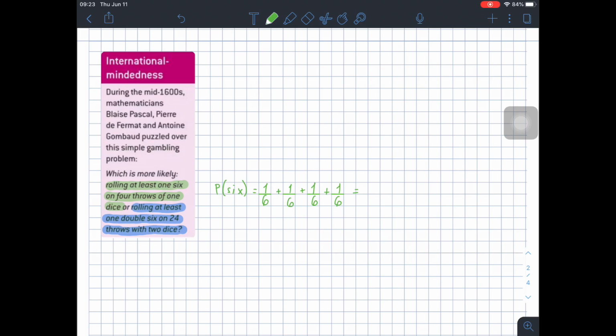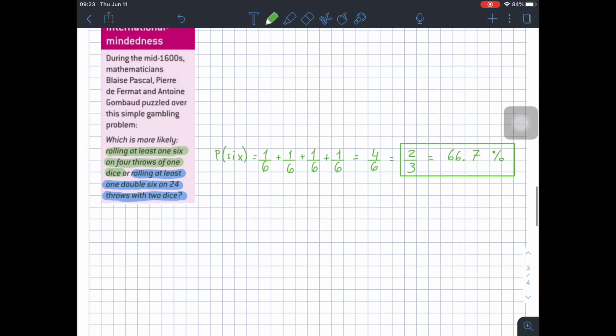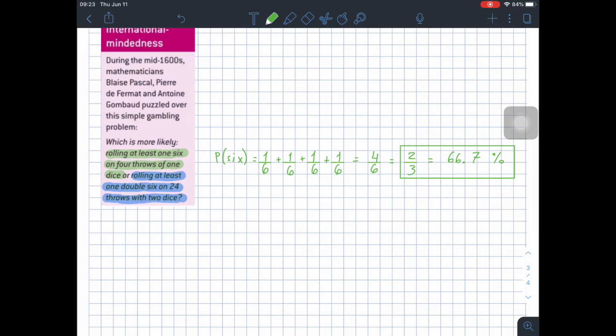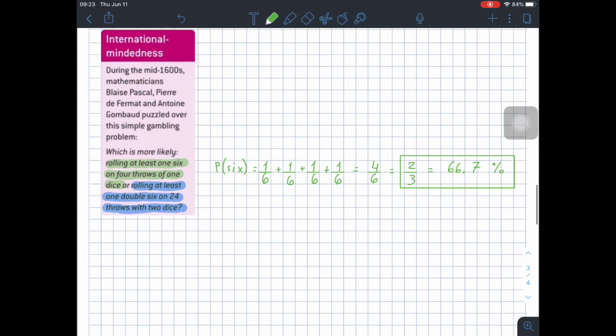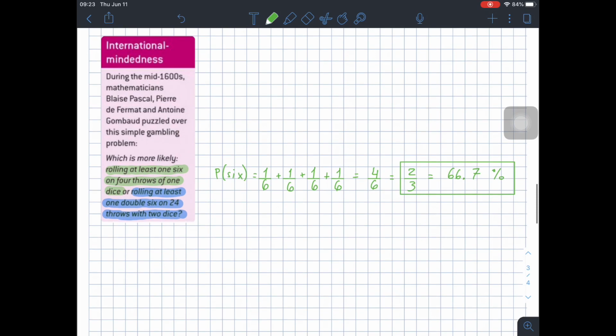So if we add this, we're going to get 4/6, which if we simplify is 2/3. And that's 66.7, or 6666 and so on, % of probability, right? So it's actually a very big number, and it's logical, right? If I throw a dice 4 times, I should have a big chance of getting at least one 6, right? Okay, now let's analyze the second situation.